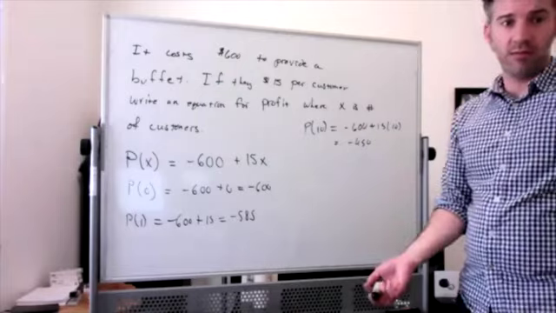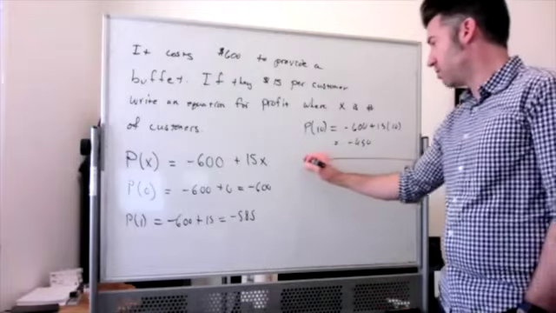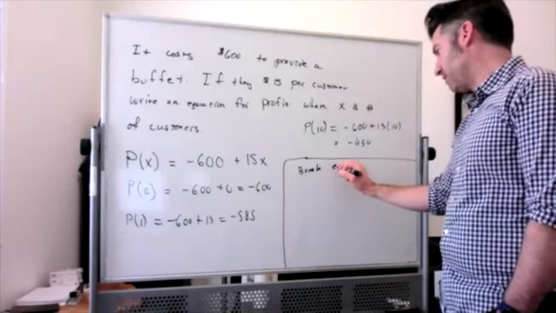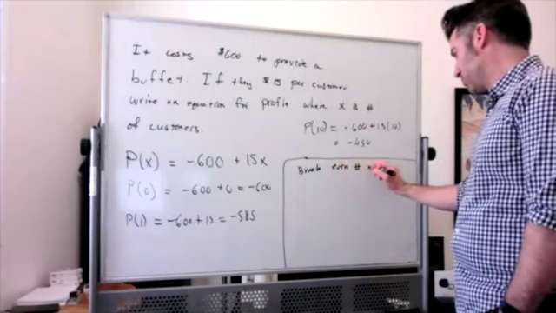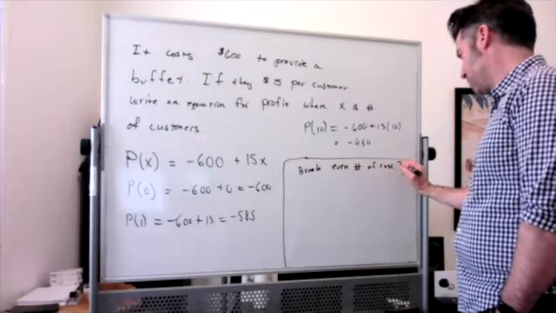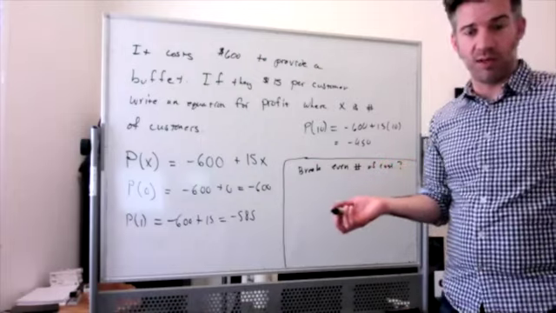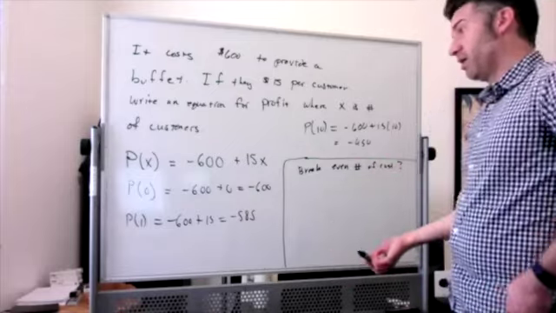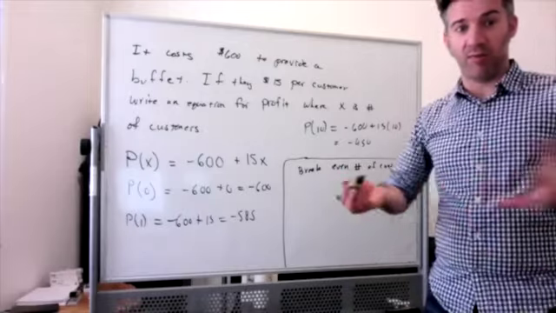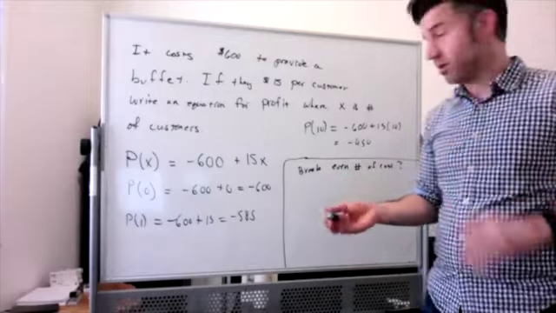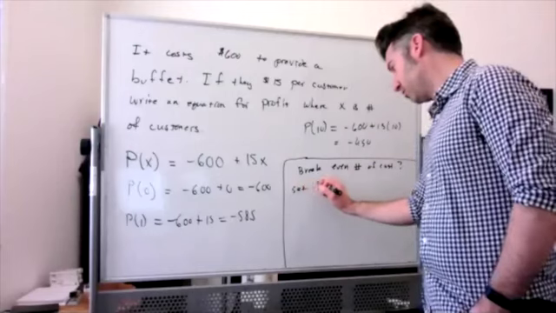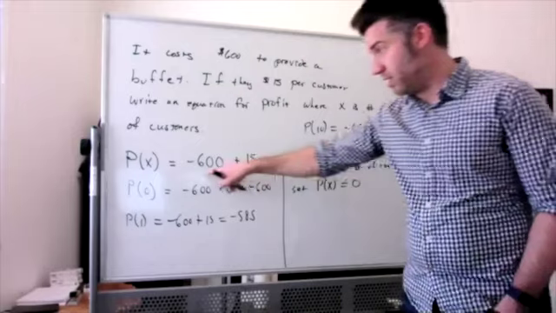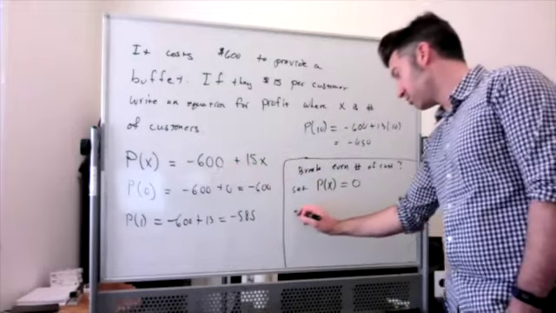The second question is, what's the break-even point? Break-even number of customers. How many people have to come so that we make back all the money we spent providing the fish? Well, that means if we want to break even, we want our profit to be $0. So we're going to set the profit equal to 0, meaning we're going to set negative 600 plus 15x equal to 0.